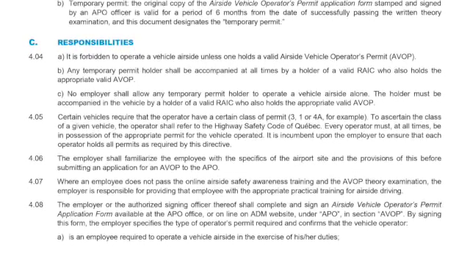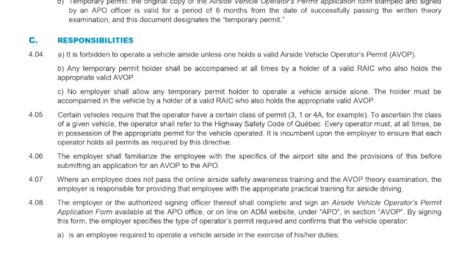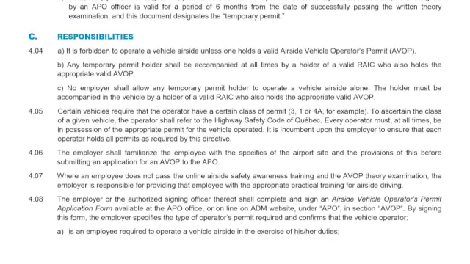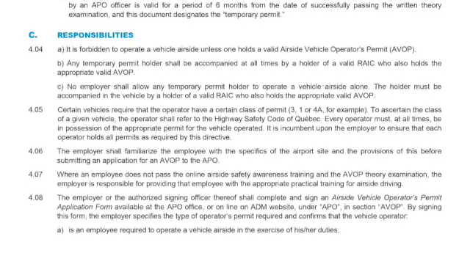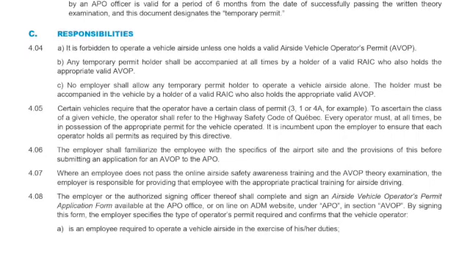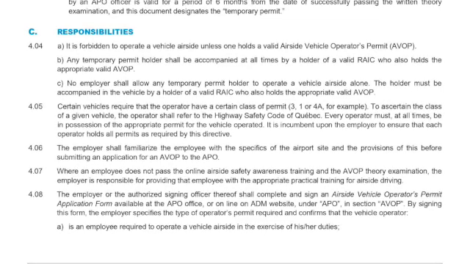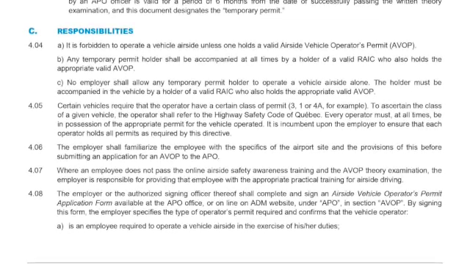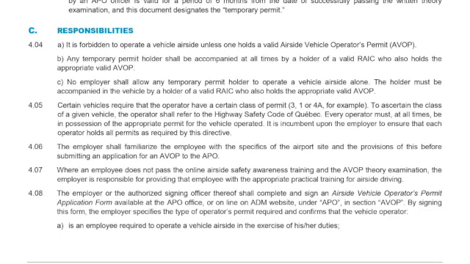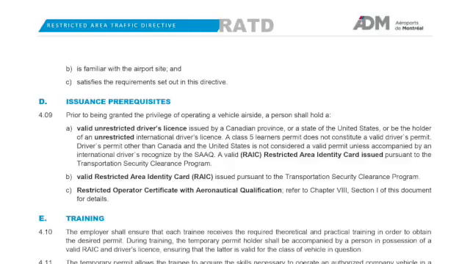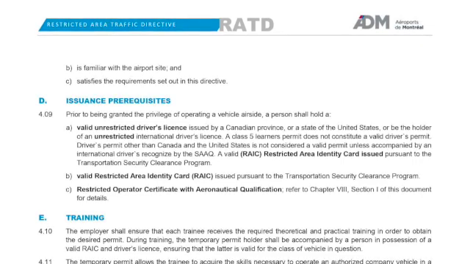08. The employer or the authorized signing officer thereof shall complete and sign an airside vehicle operator's permit application form available at the APO office, or online on the ADM website, under APO, in section AVOP. By signing this form, the employer specifies the type of operator's permit required and confirms that the vehicle operator: A. Is an employee required to operate a vehicle airside in the exercise of his/her duties. B. Is familiar with the airport site. And C. Satisfies the requirements set out in this directive.